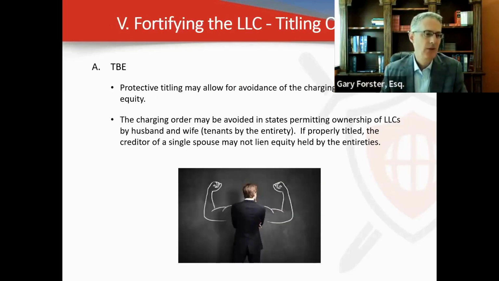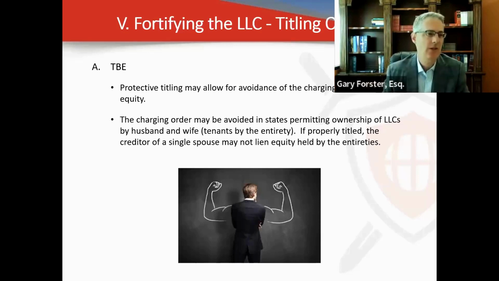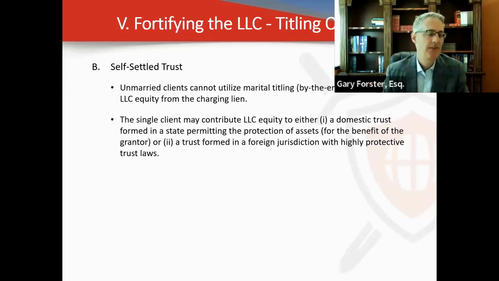If we have husband and wife, we try to own the interest as tenancy by the entirety. So you have to have a claim against both owners before you can even get a charging lien. And then if you have a single individual, you can't do tenancy by the entirety. So what are your options?